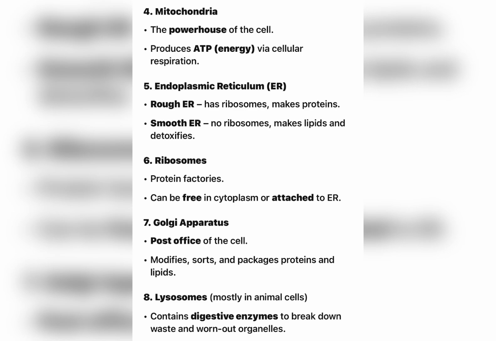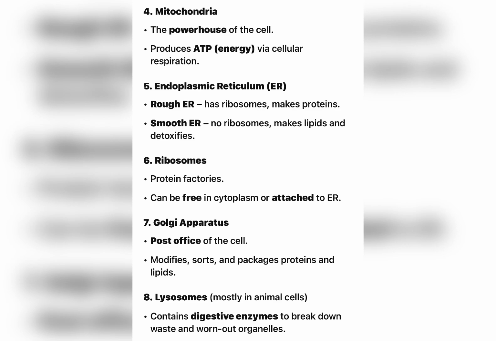Then endoplasmic reticulum, that is ER. Rough ER and smooth ER. Rough endoplasmic reticulum has ribosomes, make proteins. Smooth endoplasmic reticulum has no ribosomes, makes lipids and detoxifies. Then ribosomes, protein factories, can be free in cytoplasm or attached to ER. Golgi apparatus, post office of the cell. Modifies, sorts and packages proteins and lipids.